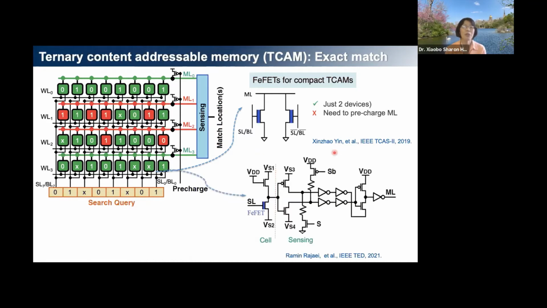We also propose another TCAM cell design. In this case, it has 2 transistors as well, but one is a FeFET, one is a CMOS transistor, and it has a little more complex sensing circuit at the match line level. For this design, however, we don't need a pre-charge. And it also has 1 fewer FeFET. So it has some advantages, but there are also some disadvantages. So in a sense, there are quite different ways you can design these FeFET-based TCAM cells.